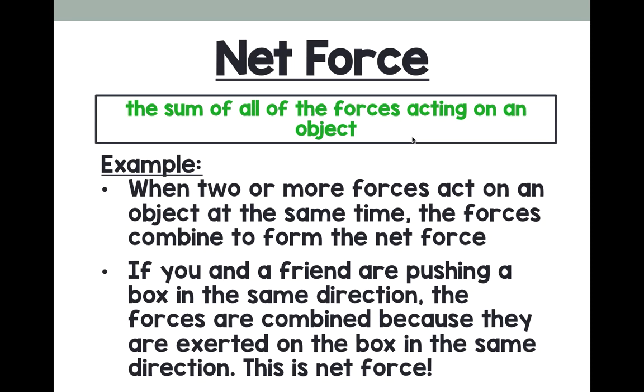So let's give a real life example. If you and a friend are pushing a box in the same direction, okay, let's say you're helping a friend move, and you're pushing a box in the same direction. The forces are combined because they are exerted on the box in the same direction. So if you and your friend are both pushing in the same direction on the same box, the net force would be calculated by both of you because you are both acting on the box.